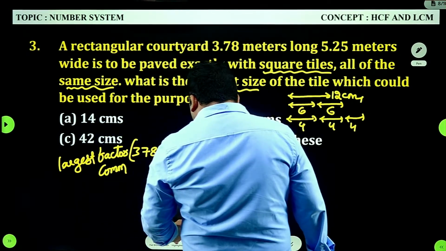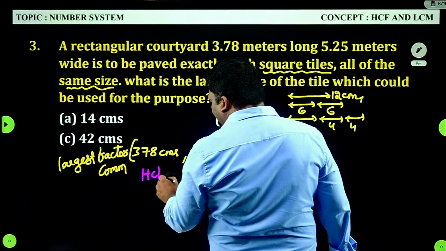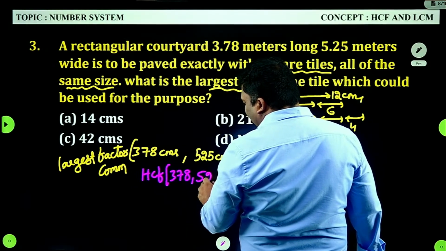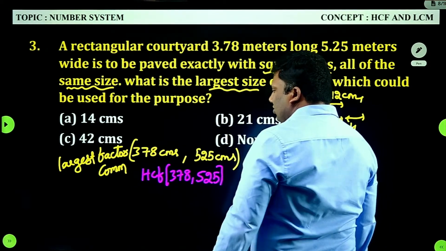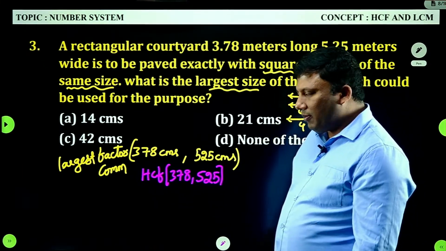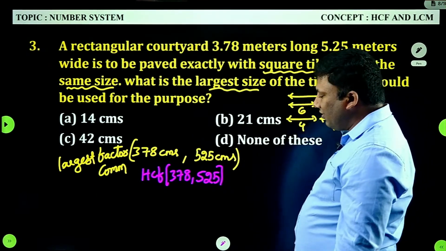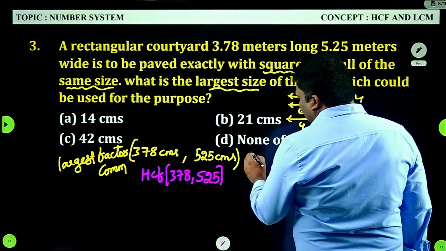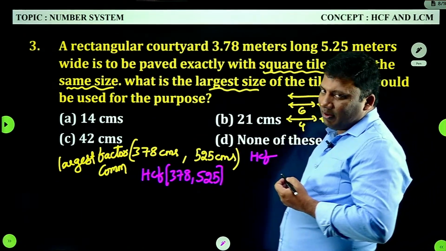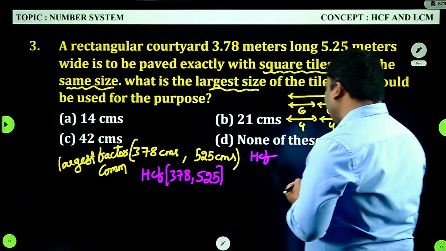What do you mean by largest factor? Largest factor means HCF of 378, 525. Now see here. Listen carefully, sir. 378, 525. How to find out HCF? Again, for LCM there are 7 models. HCF also there are 7 models. You should know all the 7 models.